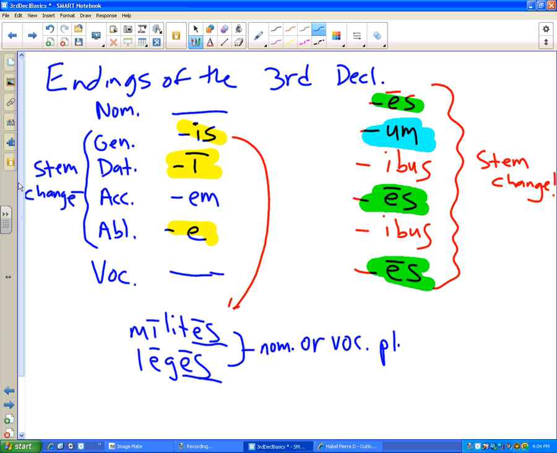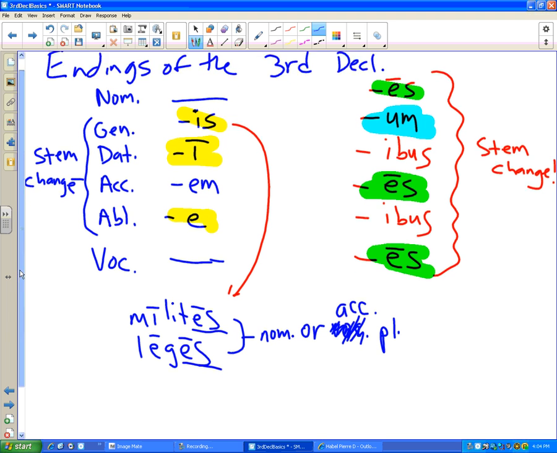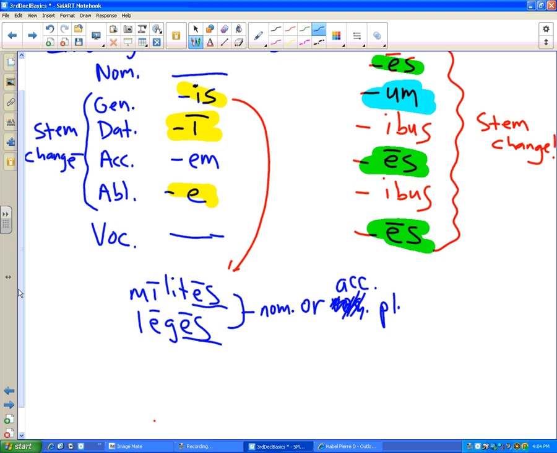Okay, and really not so much vocative. You'll know when you see a vocative noun. It's true, it could be. But really the key decision point is to decide whether milites or leges in a sentence would be nominative or accusative plural. And to do that, you really need to use context.